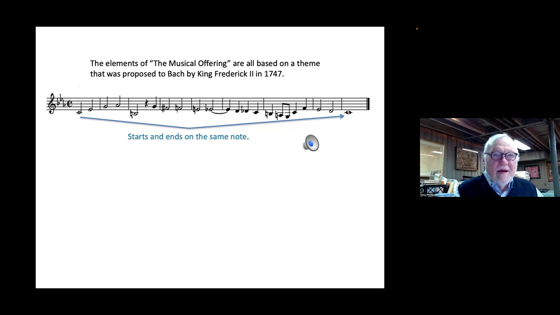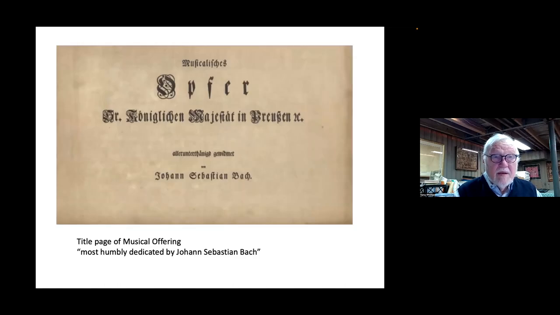And after he went home, along with the three and the six, he composed a whole bunch of other things, a trio sonata and a whole slew of canons, and had them all printed up with the title page that you just saw. Let me go see if I can go back to it. Right, "Most Humbly Dedicated" by Johann Sebastian Bach.